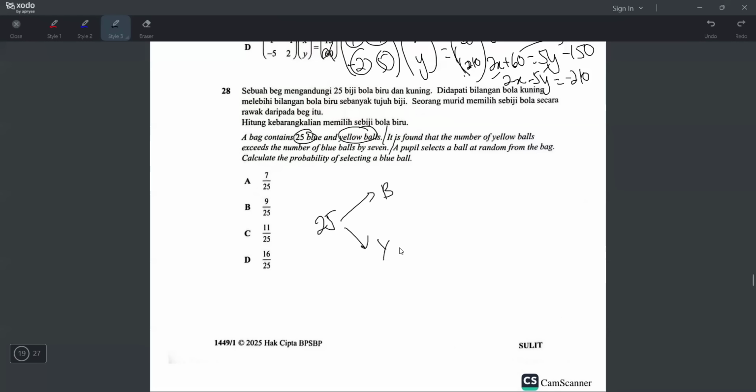So I can let the blue jadi X. Ya, I anggapkan bilangan blue ball tu X, and yellow will be X plus 7 lah. Sebab yellow dia exceed number of blue by 7. So dia melebihi biru sebanyak 7. So dia akan jadi X tambah 7 sini. And then a pupil select a ball at random from the bag. So dia select ball, calculate probability of selecting blue ball. Okay, the blue probability will be X over X plus 7. But of course you have to cari X dulu. Alright, very easy to find X because the jumlah is 25. Maksudnya X tambah dengan X tambah 7 sama dengan 25.